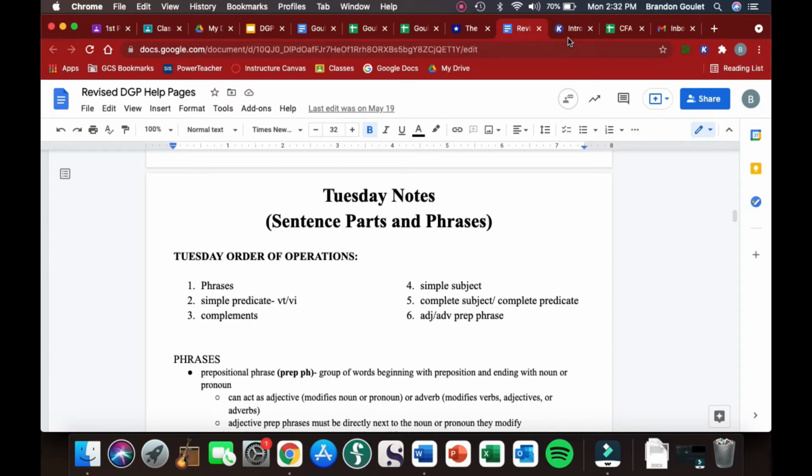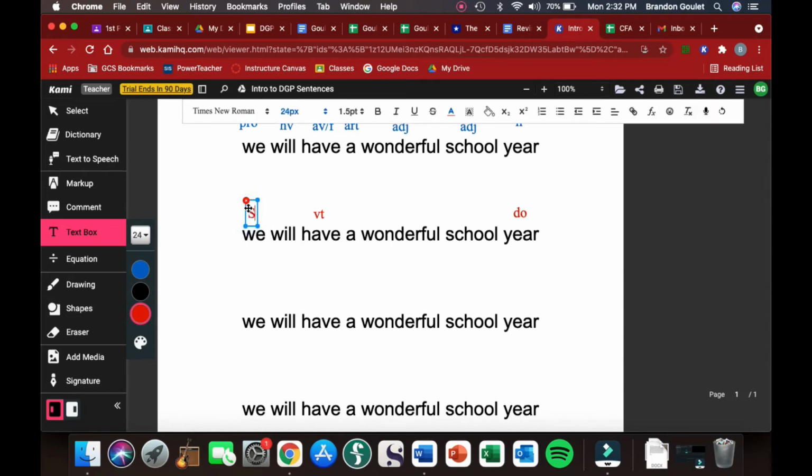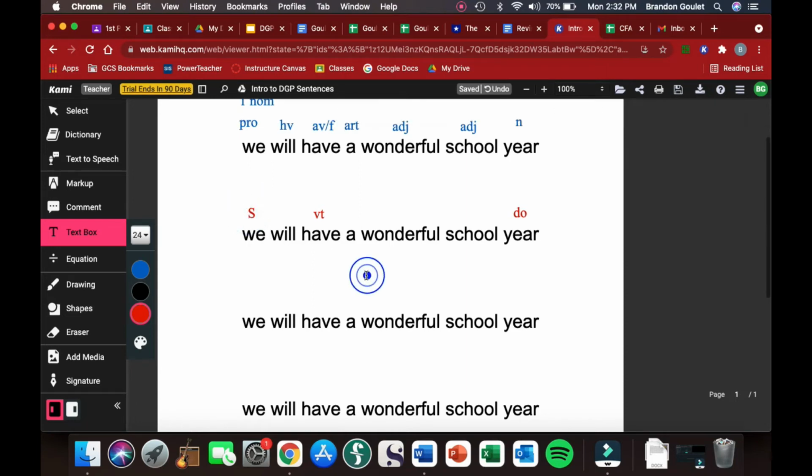We're looking for the simple subject. We know what the verbs are, will have. So we're asking ourselves, who or what will have? We're looking for a noun or pronoun that answers the question, who or what will have? We answers that question. So we is the simple subject. So we label it with a capital S to make it the simple subject.